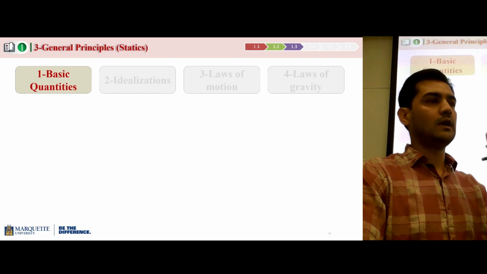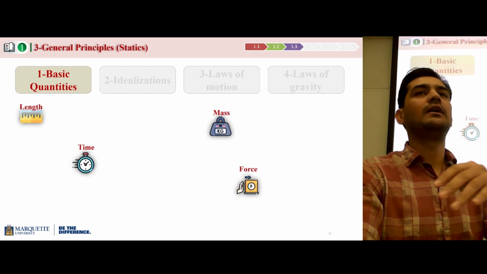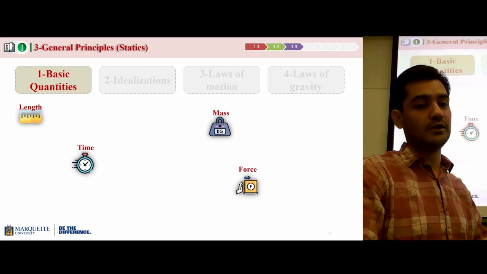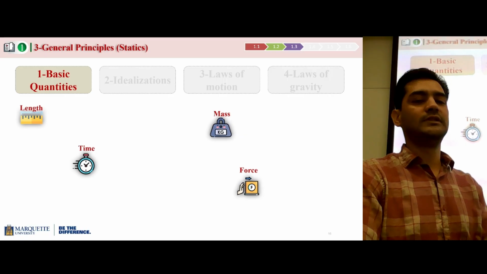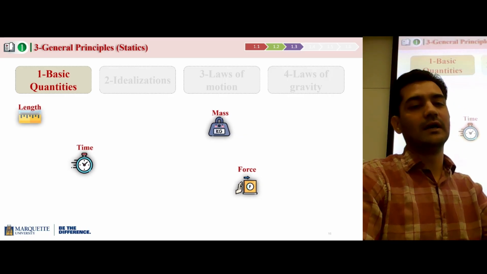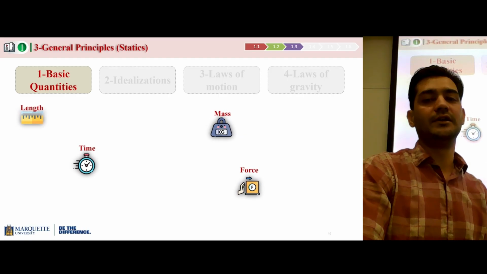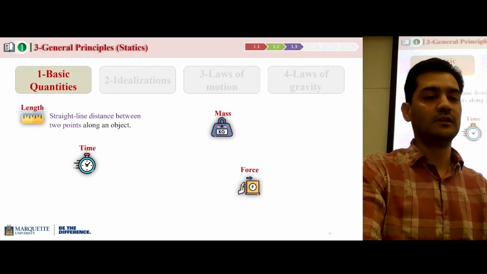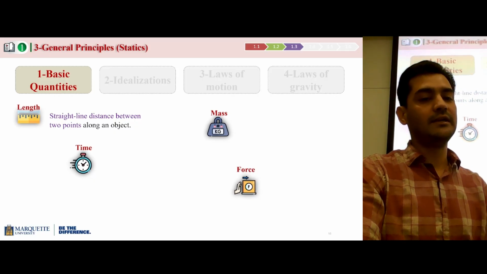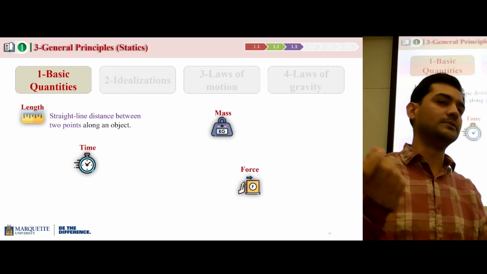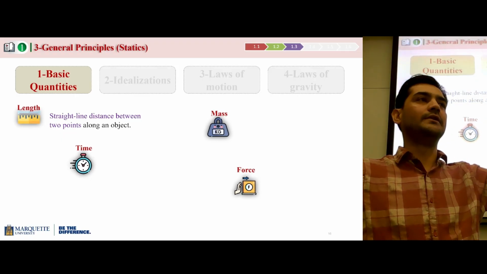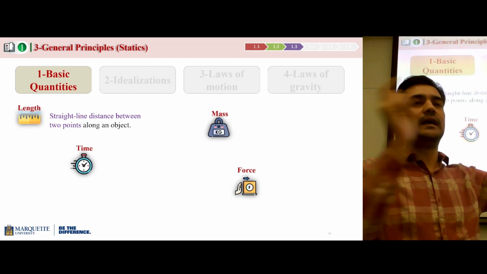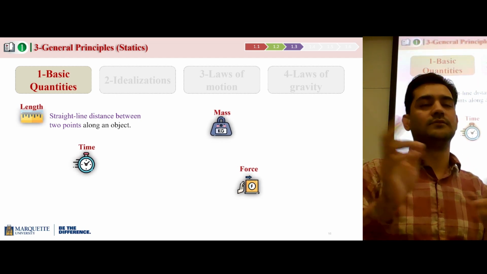So I want to talk about 4 basic quantities. There are other quantities as well, but these are the quantities which are going to be the most important for this subject. Intuitively you all know what length is, what time is, what mass is, and what force is. But by definition, length is the straight line distance between 2 points along an object. If you have 2 points, you draw a straight line between them, and the distance of that straight line is called length.